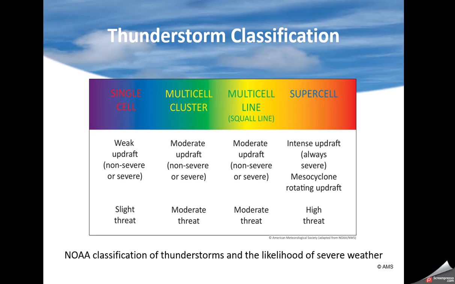And finally, you have the most intense one, which is the supercell. That is the one where you have the best chance of having a tornado or some kind of severe weather, such as large hail, damaging winds, all kinds of nasty stuff. Single cell, least threat, all the way up to the supercell with the most threat.